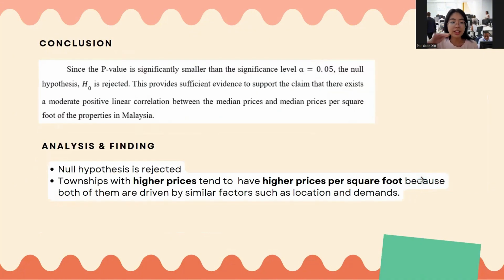So in conclusion, since the P value is significantly smaller than the significance level, which is 0.05, the null hypothesis is rejected. This provides sufficient evidence to support the claim that there exists a moderate positive linear correlation between the median price and median price per square foot of the properties in Malaysia.